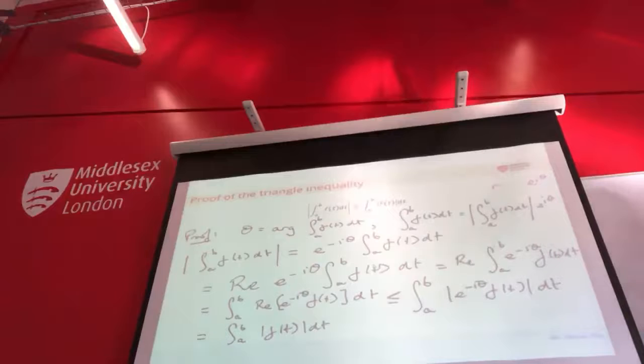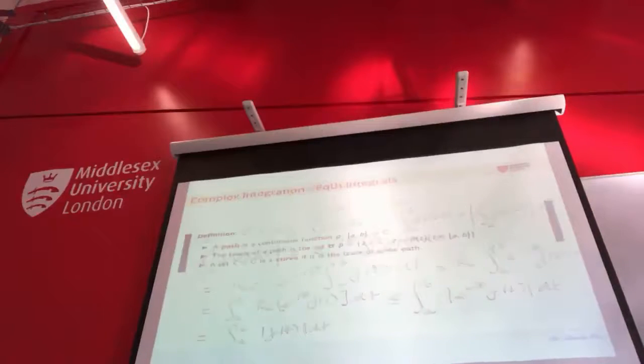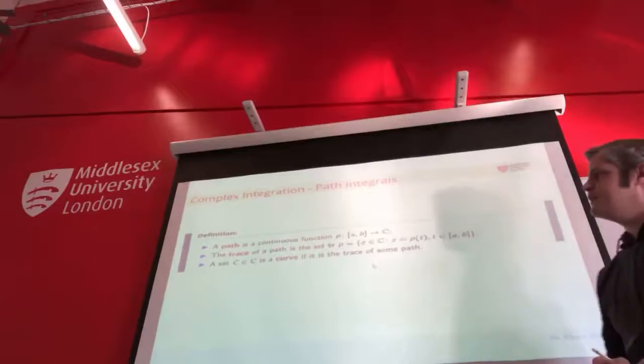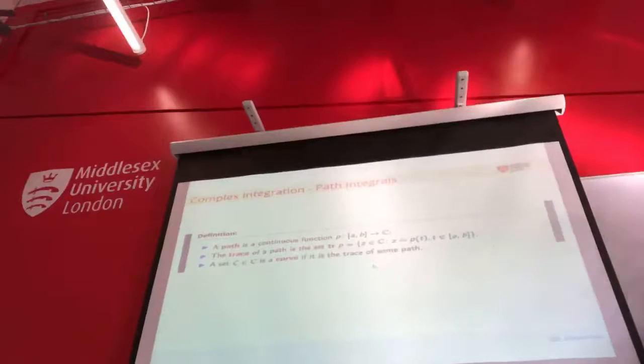Yeah, this is a nice little proof. This is the proof that's in Alphonse's book. So there's not much more to say about that integral, the integral of a function from the real numbers to the complex numbers. It is defined in a certain way, and it does everything that you would want it to do.